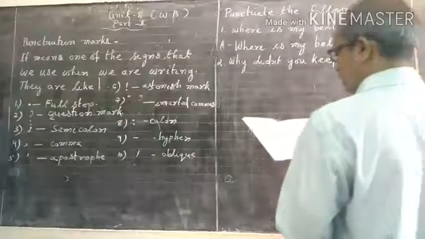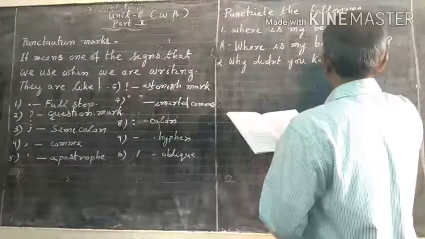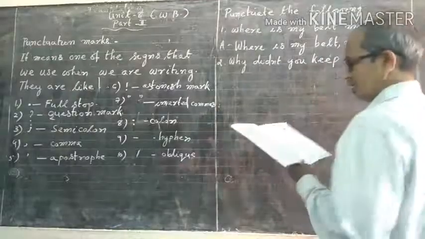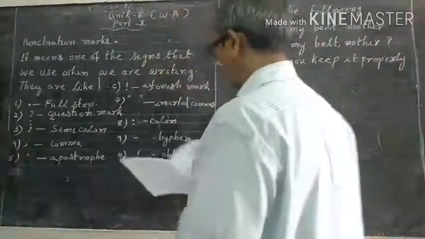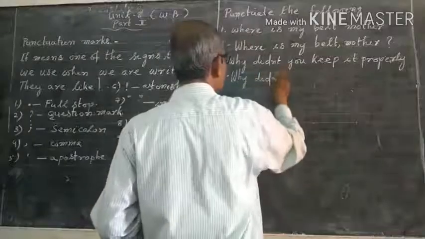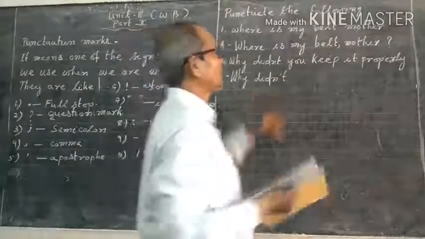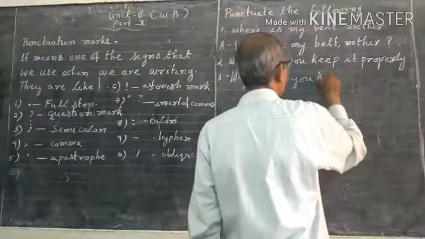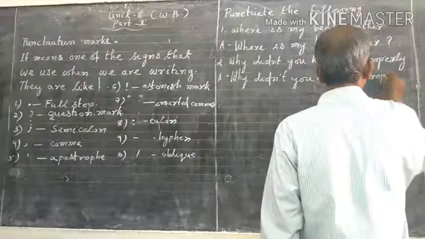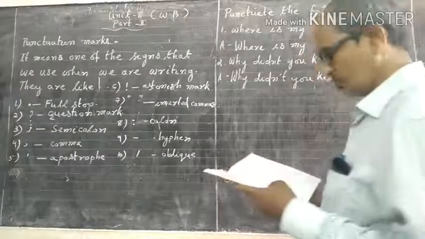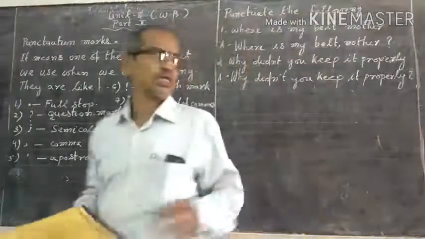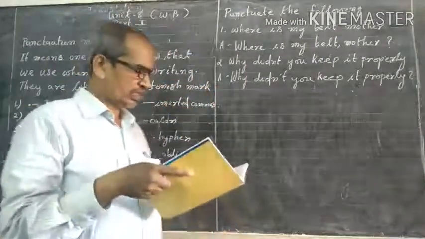Then number 2. Now we will write the question. Didn't you keep it properly? We have given this. There is no symbol here. So first we have to make the capital letter W. Then didn't, we use the apostrophe. Why didn't you keep it properly? Then we have to put a question mark, because mother is asking a question, why didn't you keep it properly?